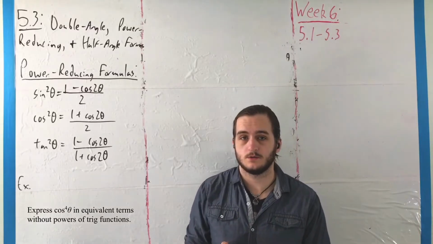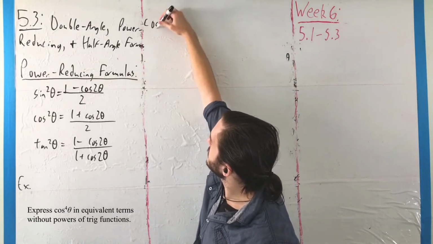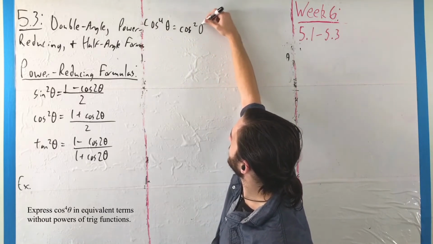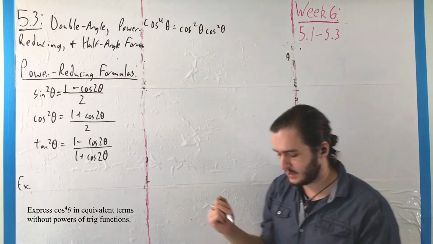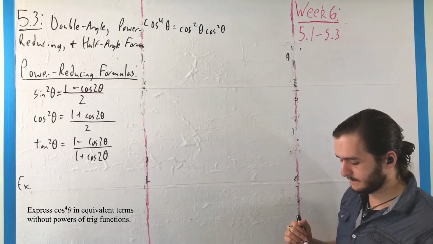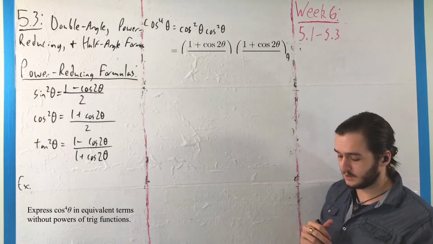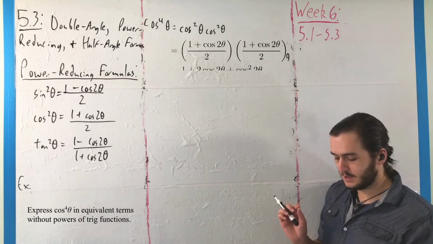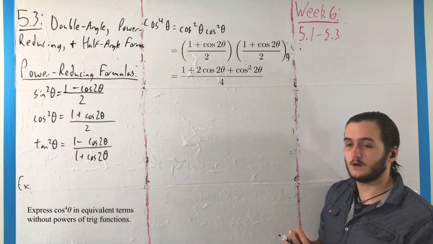For this, we're going to use our power-reducing formulas, starting with the idea that cosine to the fourth of theta is cosine squared of theta times cosine squared of theta. As a result, we can take those two cosine squareds and write them as (1 plus cosine of 2 theta) over 2 twice, which we can then multiply together to get (1 plus 2 cosine of 2 theta plus cosine squared of 2 theta) all over 4.